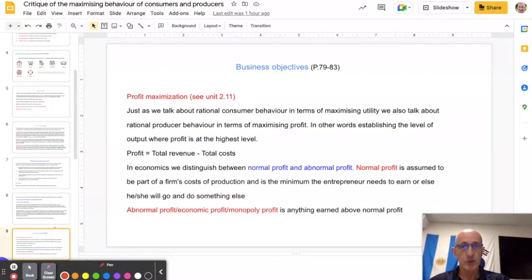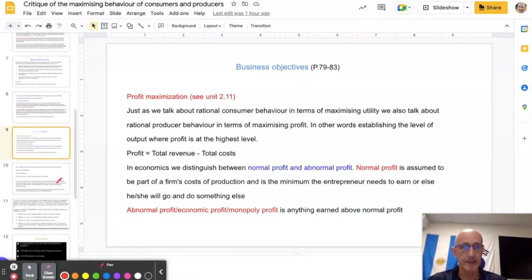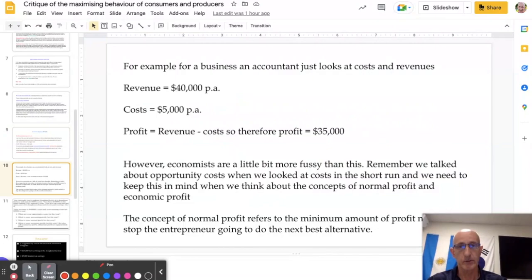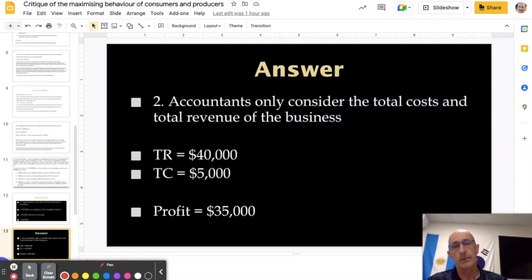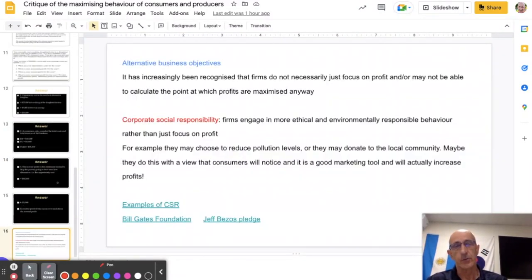The second part of this 2.4 is to look at business objectives and whether businesses always aim to profit maximise. I'm not going to say much about profit maximisation here because it is covered in Unit 2.11 when you look at market power. But the idea is that firms will attempt to maximise their profits all the time. Economists have different views of what profit means, and I won't mention that here, although it's on these next few slides, because you'll come across it later on. Normal profit and abnormal profit, various other distinctions.